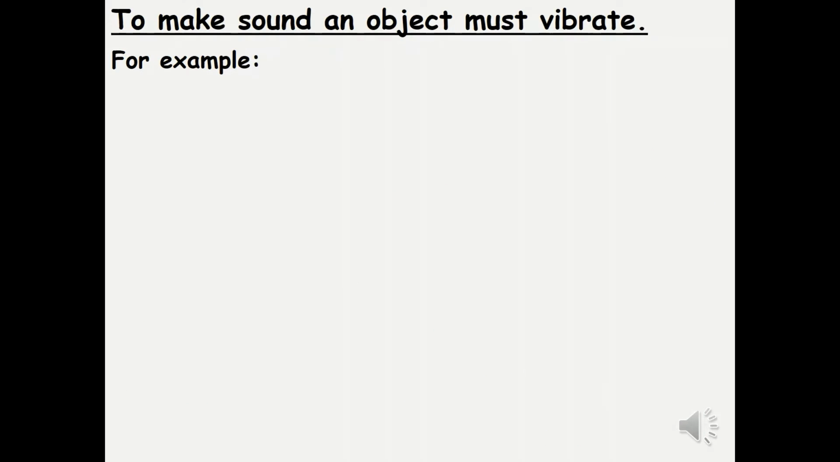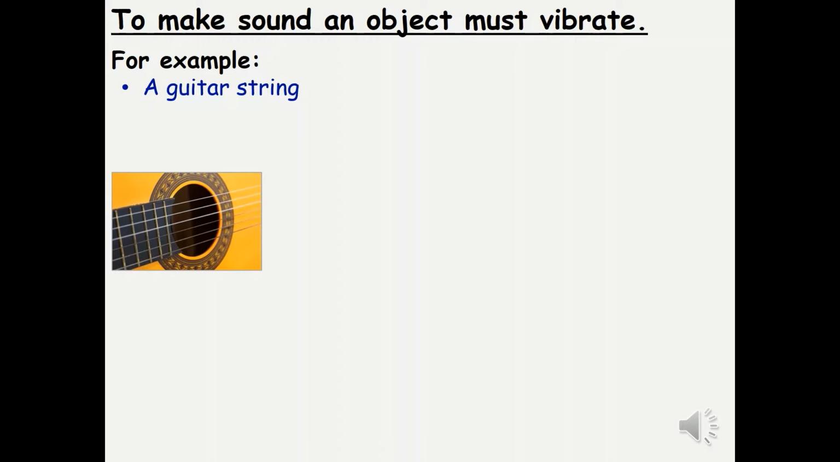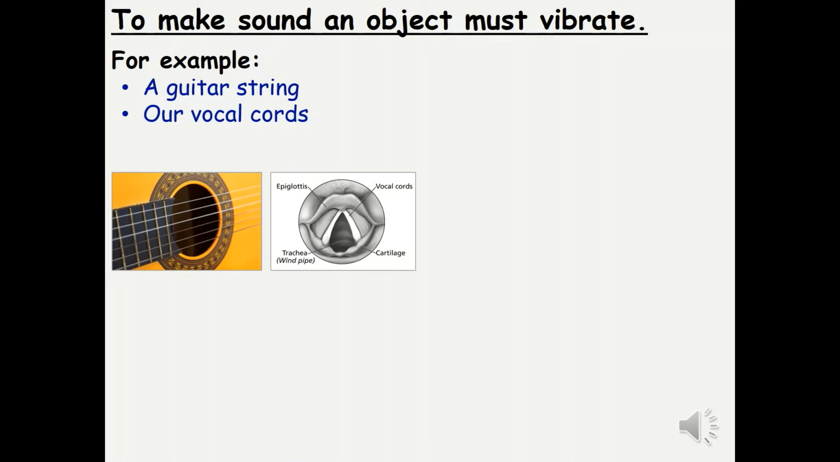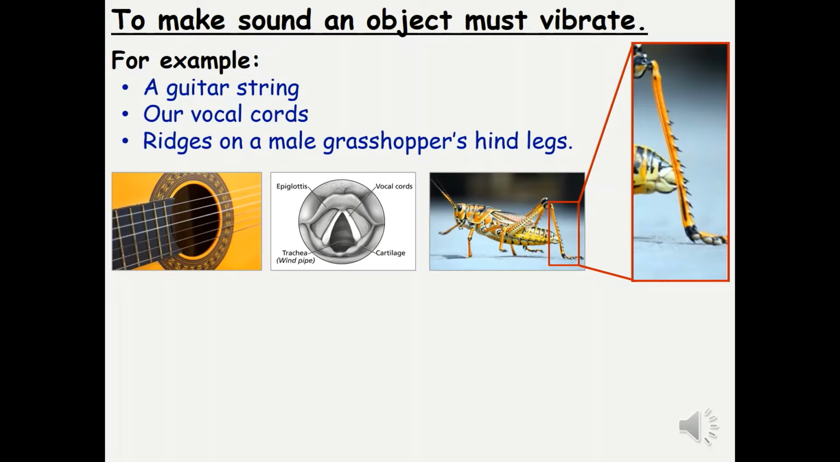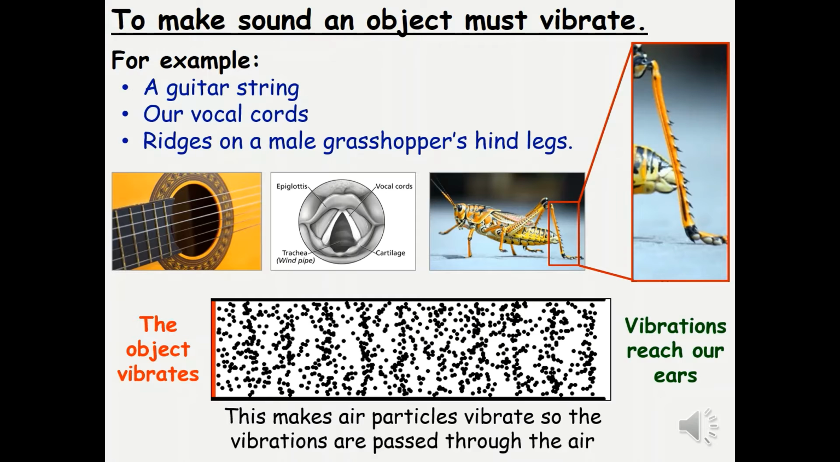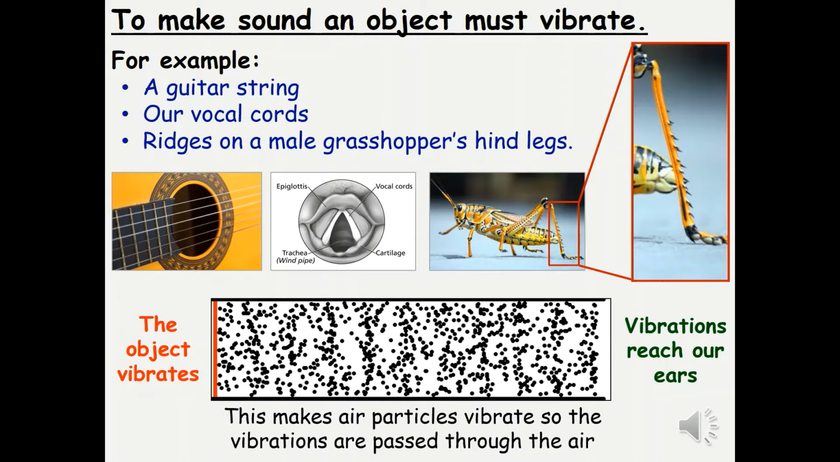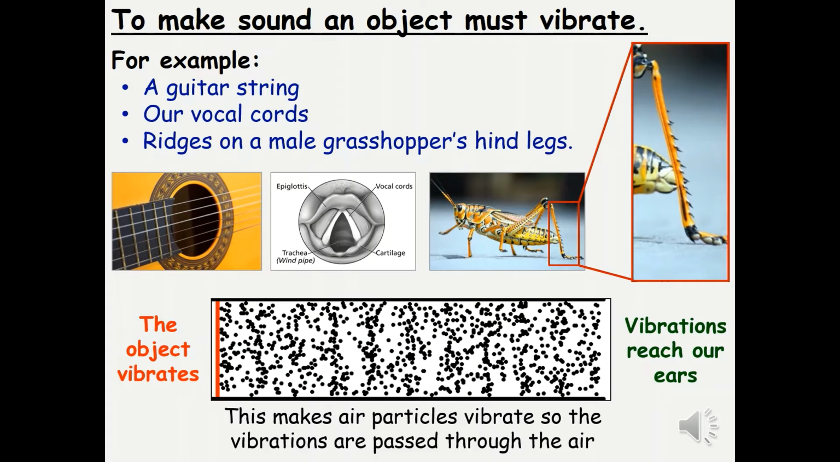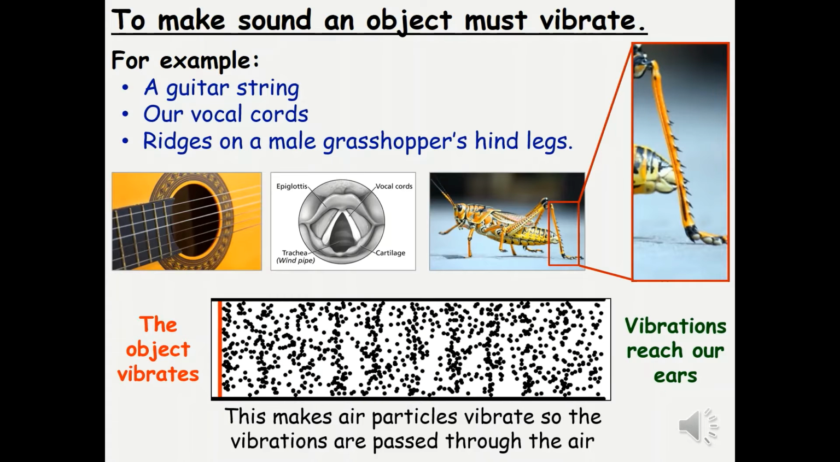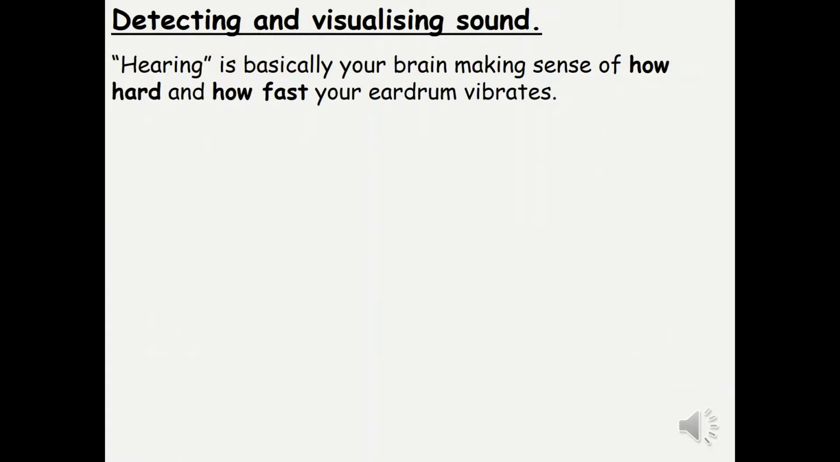To make sound, an object must vibrate. For example, a guitar string, or vocal cords, and ridges on a male grasshopper's hind leg. Now, the object vibrates, and as we can see, this makes the air particles vibrate. So the vibrations are passed through the air, and as such, the vibration will then reach our ears.